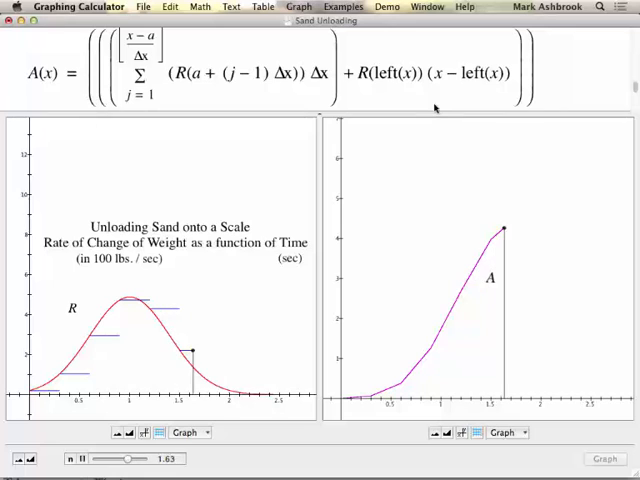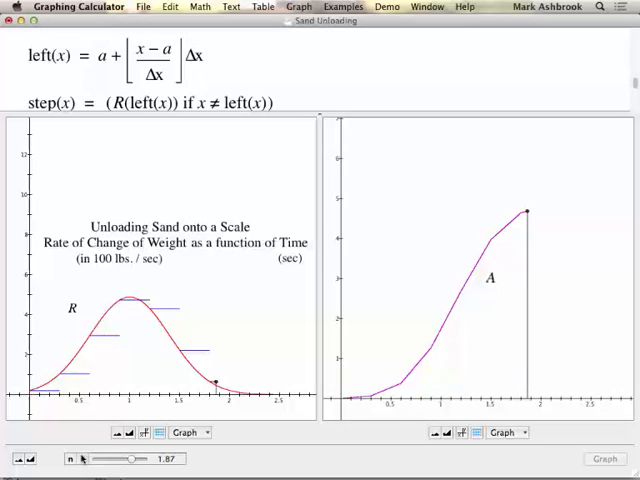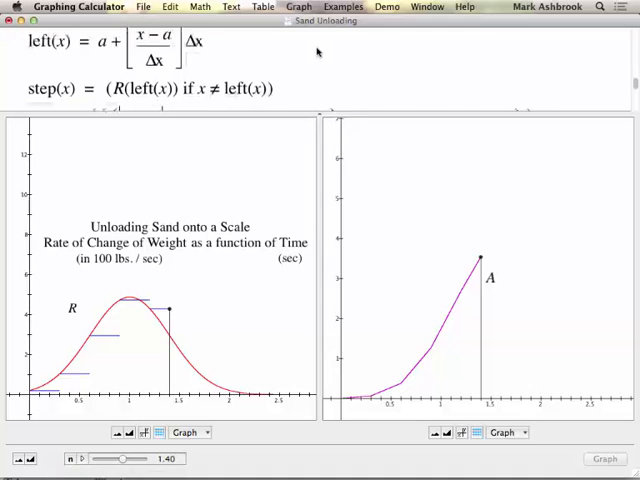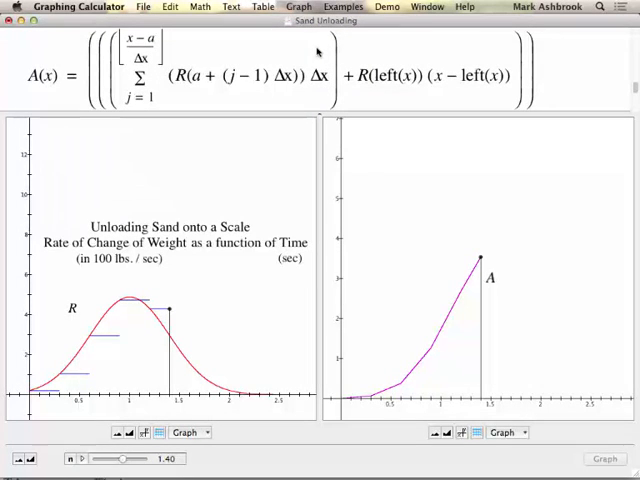The last thing we did was to say, all right, let's look at x equals 1.4 and investigate how this thing calculates A of 1.4. Okay, so let's just recap that real fast. Let's pause time here. We're going to pause time at 1.4. So here we are. How is it that that equation calculates the accumulation at 1.4 seconds, or the total weight of sand on the scale at 1.4 seconds?